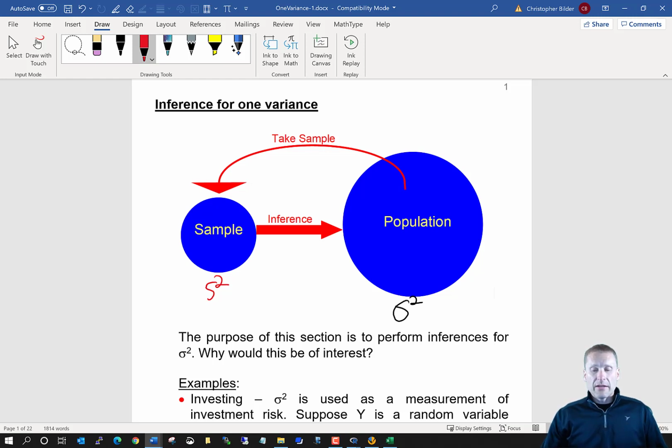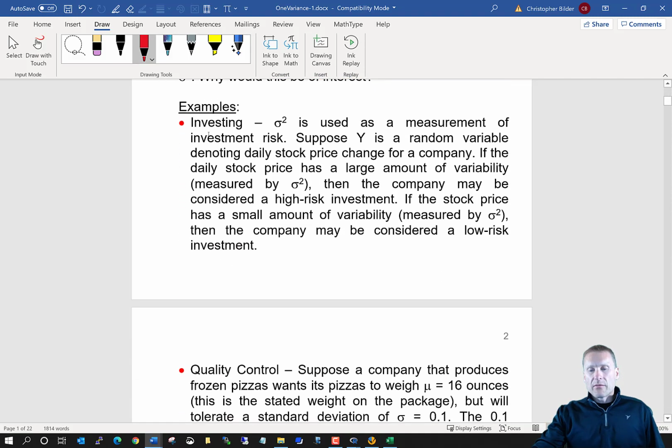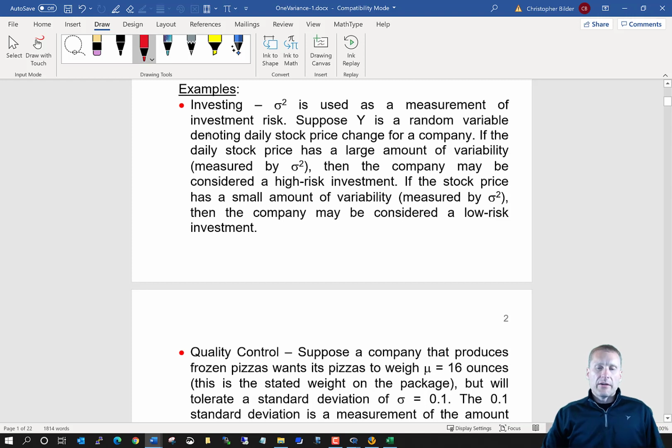Now, I must admit that doing inferences about the variance is less of interest than it is for, let's say, a population mean. But there are a number of situations, as you will see very shortly, where this would be of interest. In particular, where inferences for a variance is of great interest is with respect to investing. Sigma squared in investing is often equated to a measurement of risk for a particular investment.